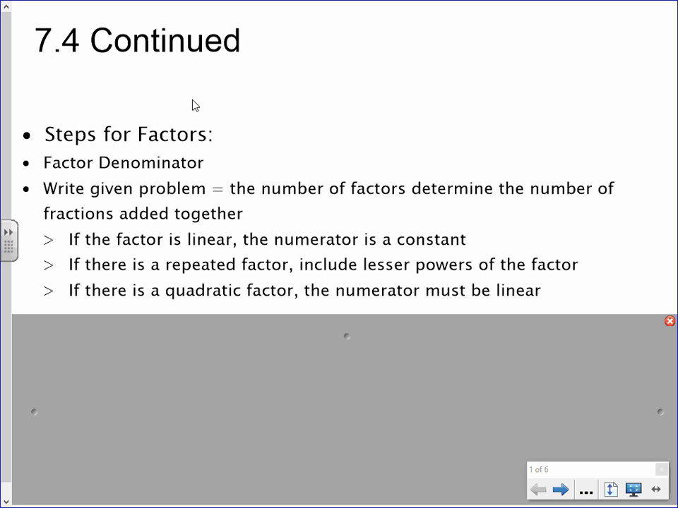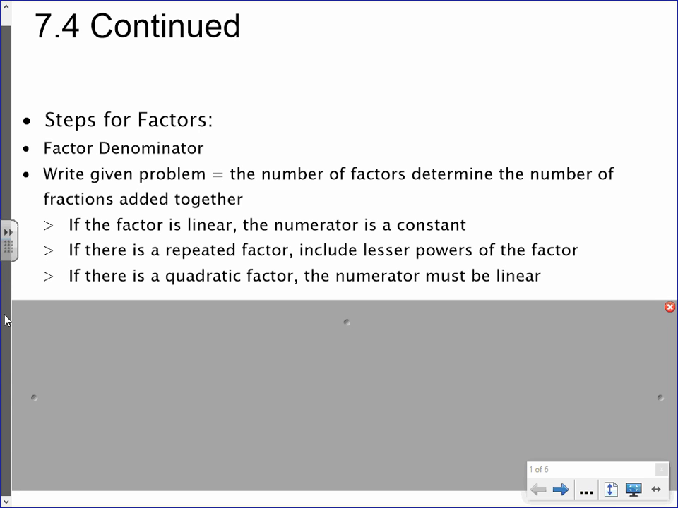If the factor is linear, your numerator is constant. If there's a repeated factor, you have to include all of the versions of that repeated factor. And if the factor is quadratic, then your numerator is linear. Okay? Setting up the problem is what you practiced, what the notes were over. That's what you practiced just now. We'll check to make sure you're right.